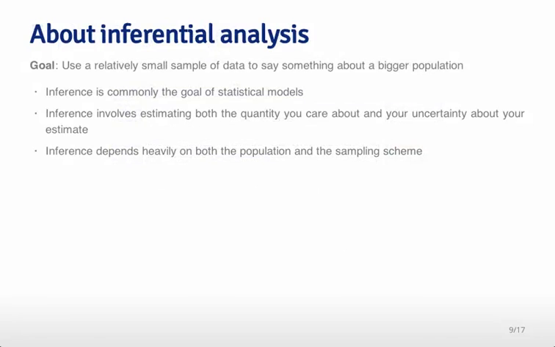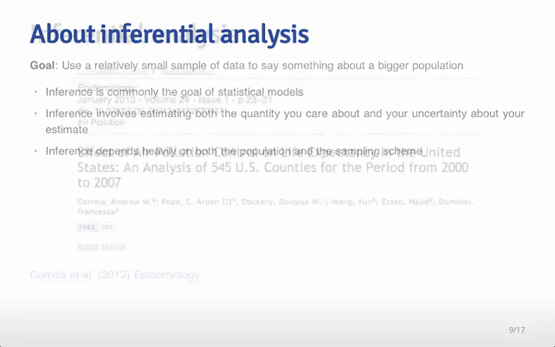Then inferential analysis is a goal where you're trying to take a small amount of data on a small number of observations and extrapolate or generalize that information to a larger population. Inference is definitely the most common goal of most statistical models and most statistics that you've maybe heard about. It involves both estimating some quantity that you're interested in and also, more importantly, maybe the uncertainty of that quantity. It depends heavily on the population that you're looking at, the group of people or objects that you care about, and the sampling scheme.